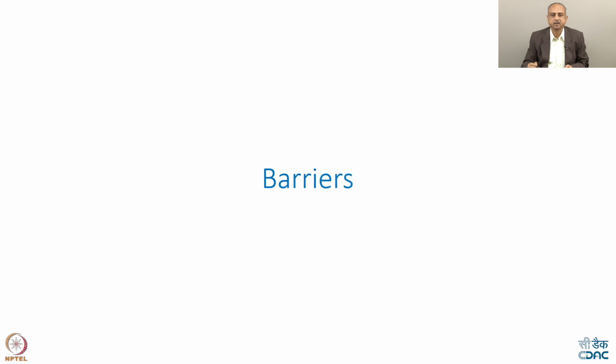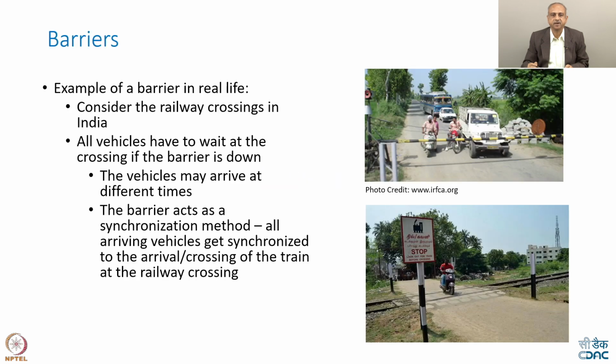Now, let us look at how barriers are implemented. Now, what is a barrier? Let us look at examples of barrier in real life. Here is an example wherein you must have seen railway crossings, wherein the road traffic is made to wait till the train passes. How is that done? This is the level crossing where there is a barrier.